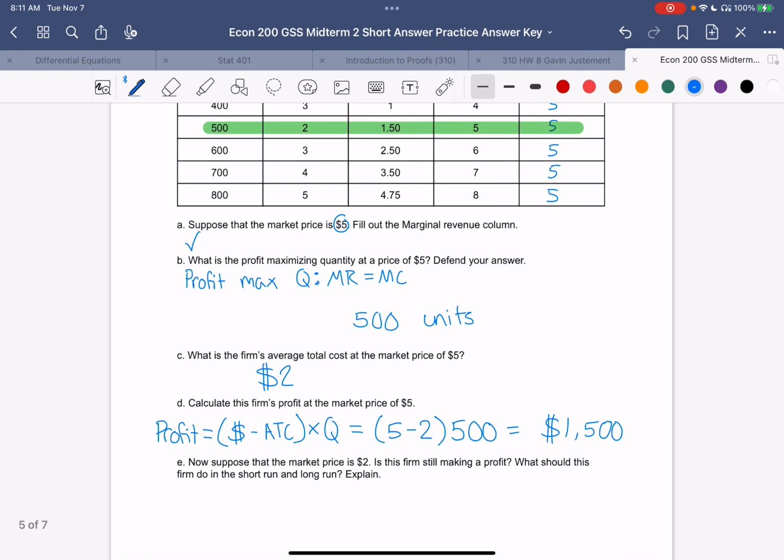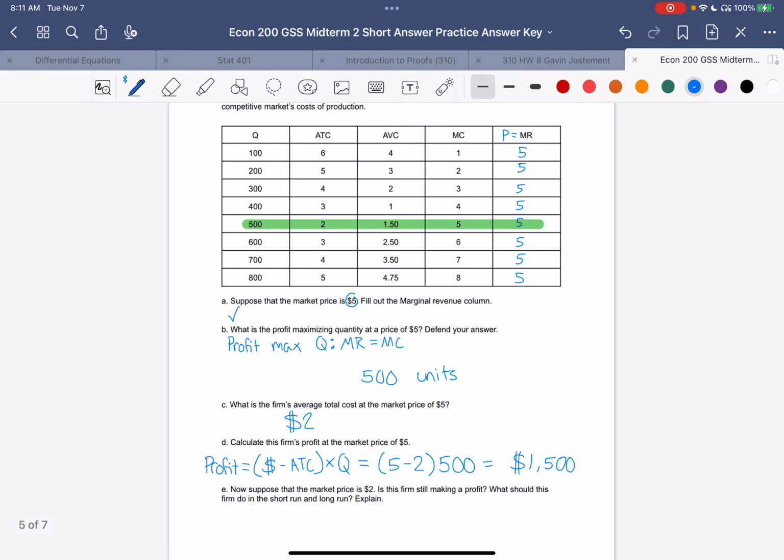Now suppose that the market price is $2. So now our marginal revenue, if we wanted to draw it in, would just be 2, but you don't have to worry about that. I'm just writing it for the sake of this, and you can kind of ignore the 5s for now. Because this is almost as if it's a new problem, because we're being given a completely different price. So now we're trying to re-optimize. What should this firm do if the market price is $2?